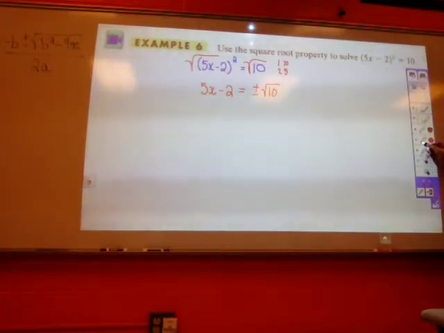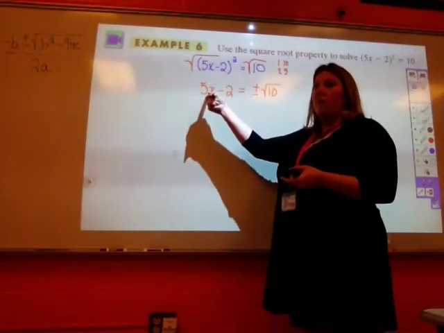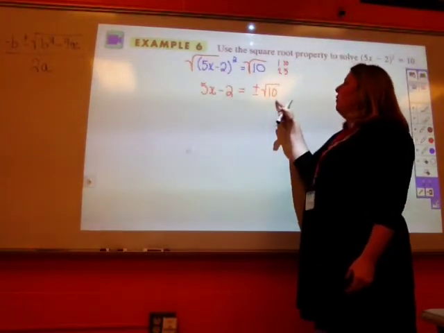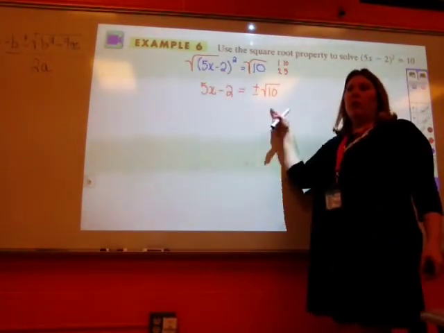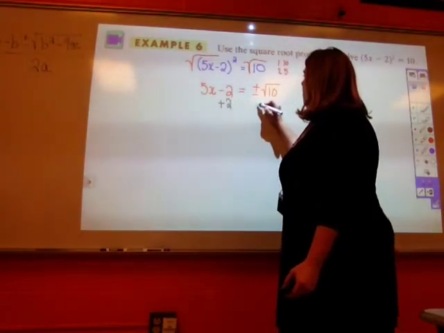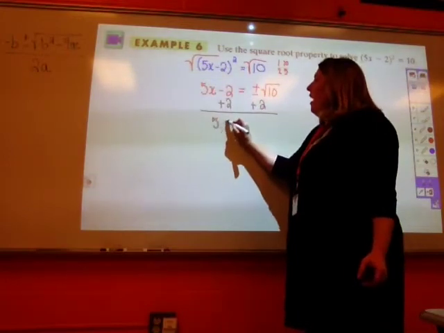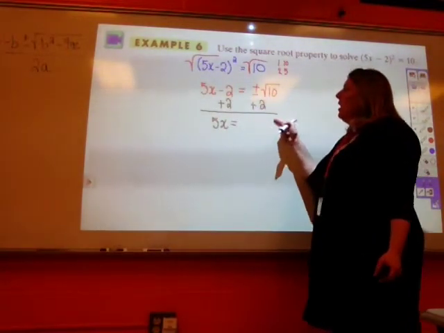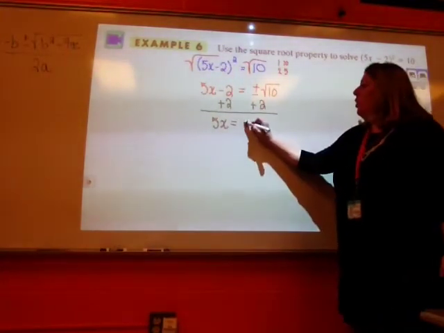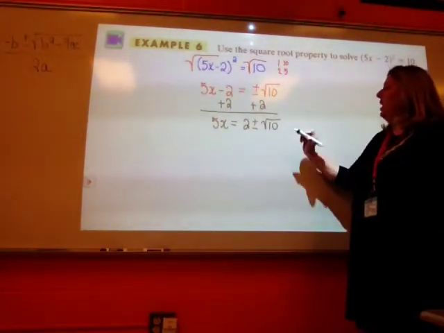All right. What do you want to do now? I'm still going to add 2 on both sides, right? Because I'm just solving for x. So if this were 5x - 2 is equal to 10, we would just add 2 to both sides, right? So that's what we're going to do. Add 2 to both sides. I'm going to get 5x is equal to, what am I going to write over here? 2 plus or minus square root of 10.